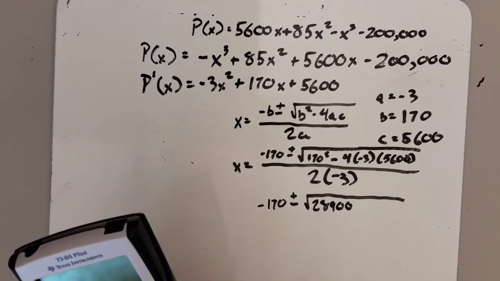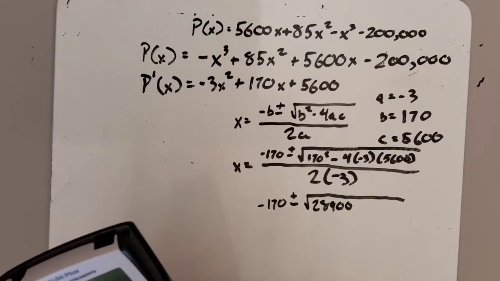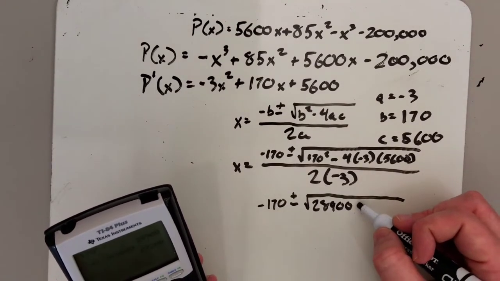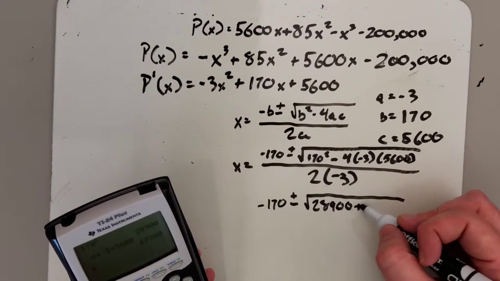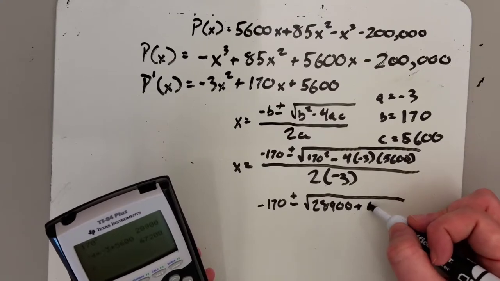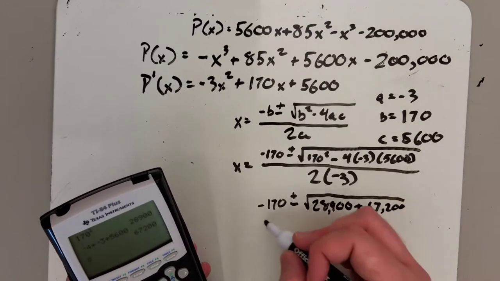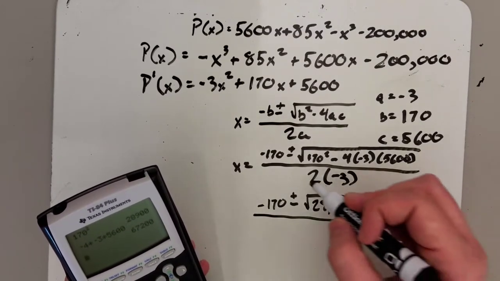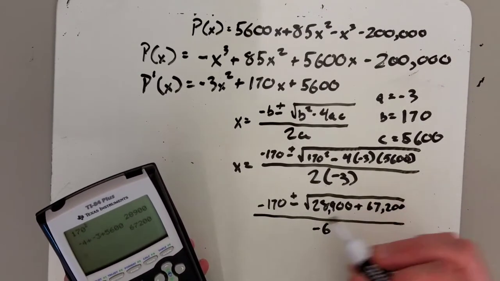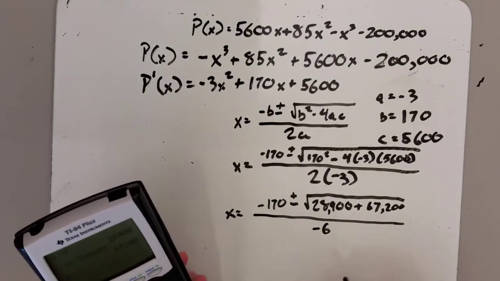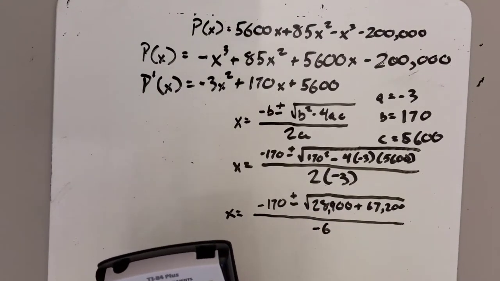Negative 4 times negative 3 times 5,600 will be equal to, negative, negative makes positive, positive 67,200, all over. This one I can do without a calculator. 2 times negative 3 is going to be negative 6. Good. Let's take this a step further. Let's combine these two and take the square root of that.